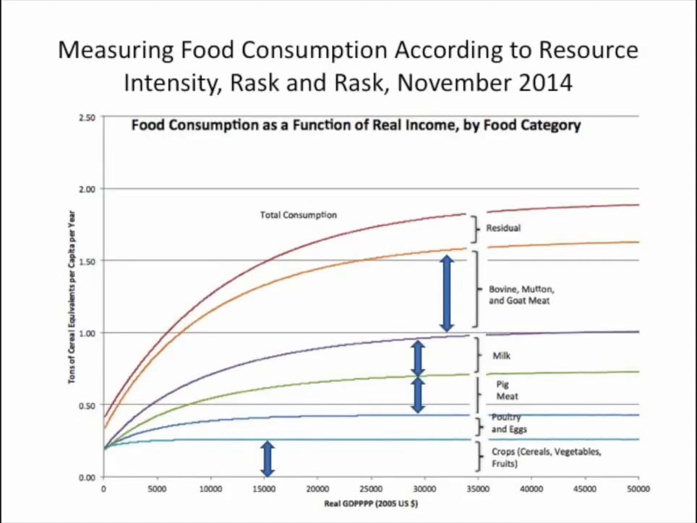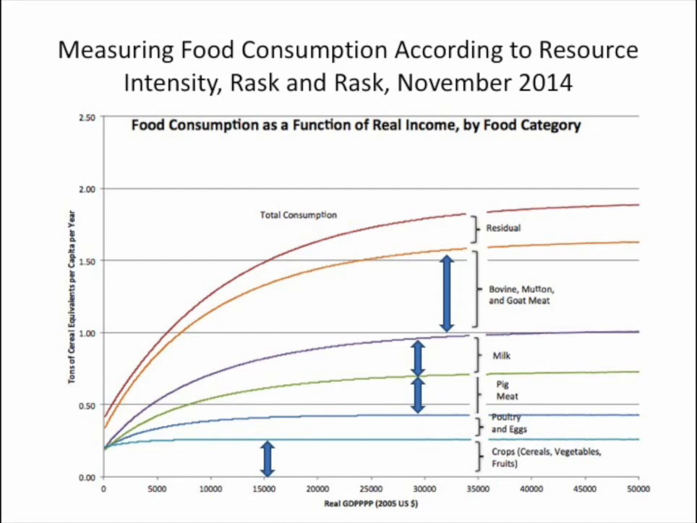All right. Look at the graph, look at the red line, total consumption, and note that it goes up as GDP increases. Calorie consumption, or tons of calorie equivalent, go up as GDP increases. Note, however, what's increasing. First, at the very bottom, crops, cereals, vegetables, and fruit do not increase much as we increase GDP levels, but pig meat, milk, and in particular bovine, mutton, and goat meat do.